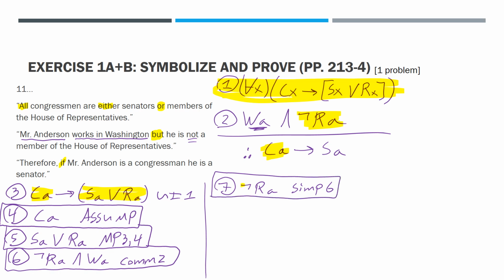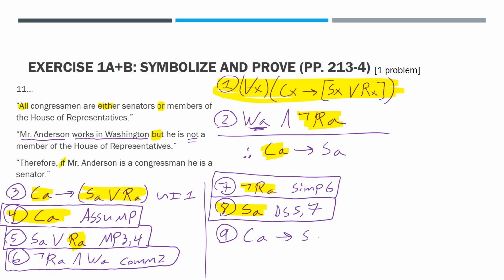But notice this contradicts RA there in a disjunction, so we have SA or RA, not RA, therefore SA. So for 8, we can say SA by our disjunctive syllogism, lines 5 and 7. And based on our assumption on line 4, we're able to derive SA. And so outside of quarantine, it does follow that if CA, then SA by our conditional proof with lines 4 through 8. In other words, it is the case that if Mr. Anderson is a congressman, he is a senator.